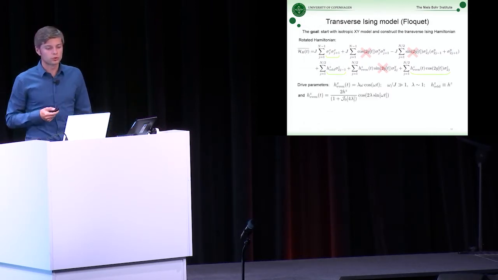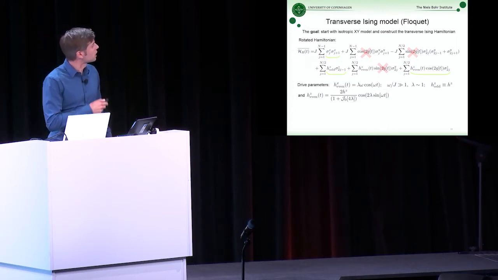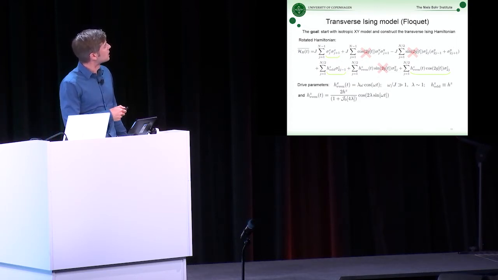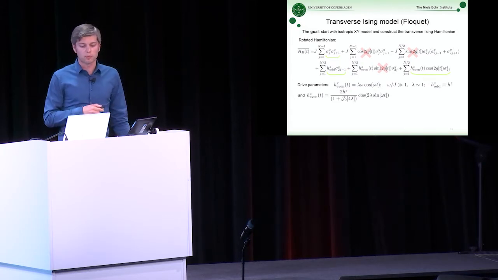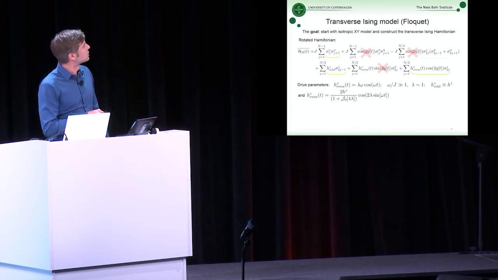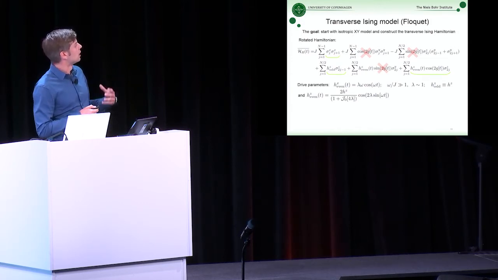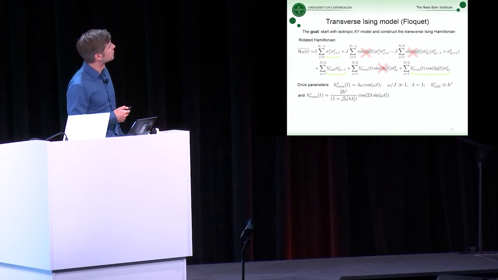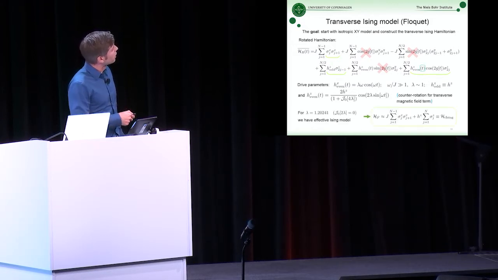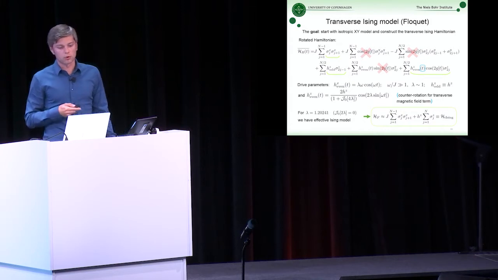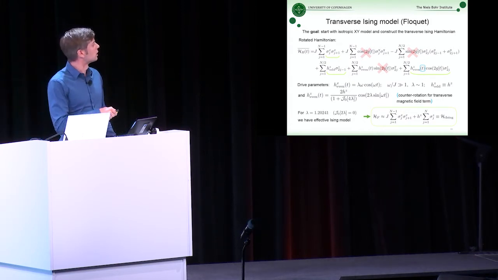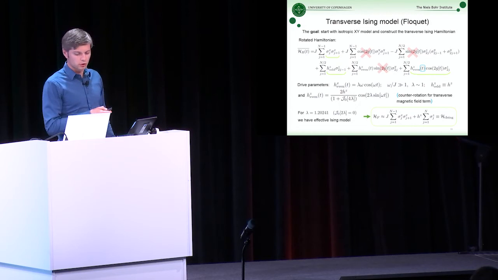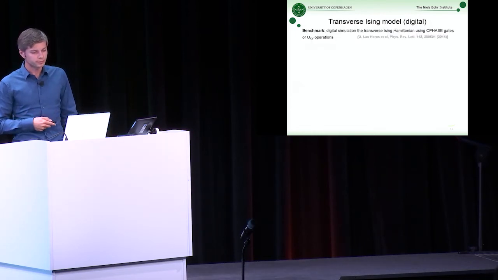To do so, I will choose cosine modulation of the magnetic field. The important part is that the amplitude of this magnetic field should scale proportionally to omega, and this omega should be much larger than the energy scale of the two-body interaction. If we do so and choose the magnetic field to be time-dependent, then for lambda equal to 0 order of the Bessel function, we can realize exactly the Floquet Hamiltonian corresponding to the transverse Ising model.